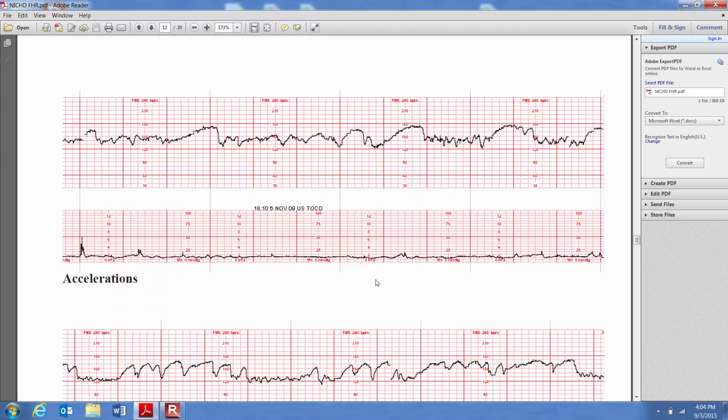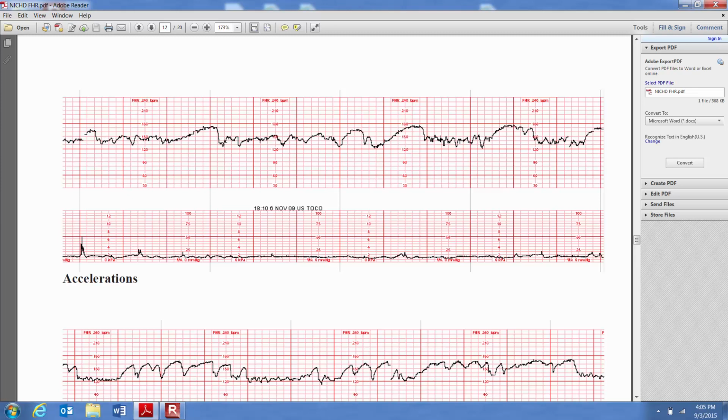So after we've determined our baseline heart rate and our variability, now we need to ask ourselves, does my baby have accelerations? Remember, for the term laboring woman, we want 15 seconds long, 15 beats above the baseline. You will commonly hear that called 15 by 15s.